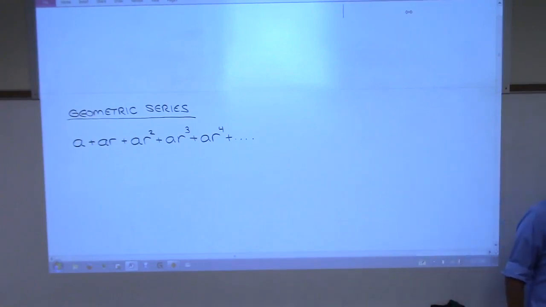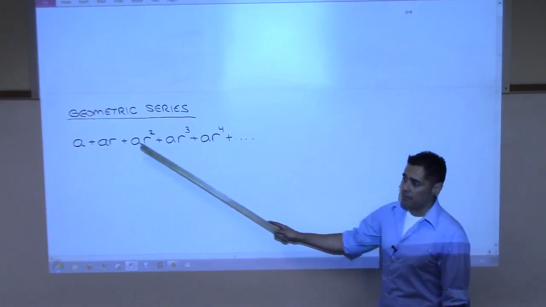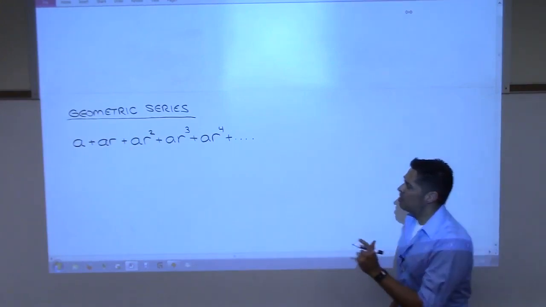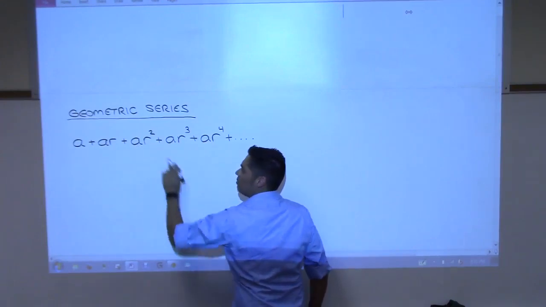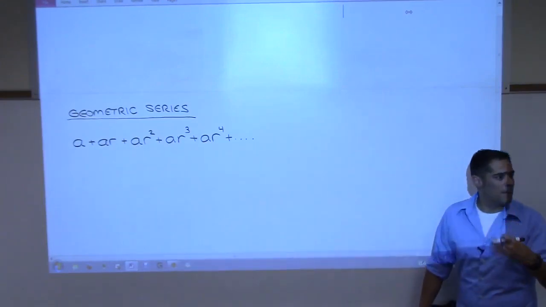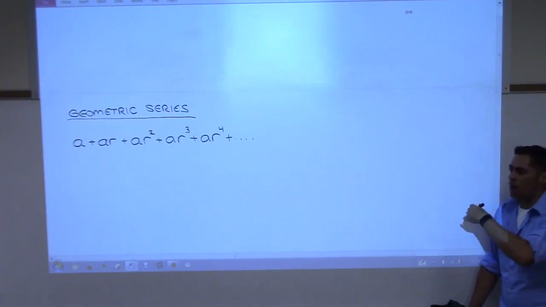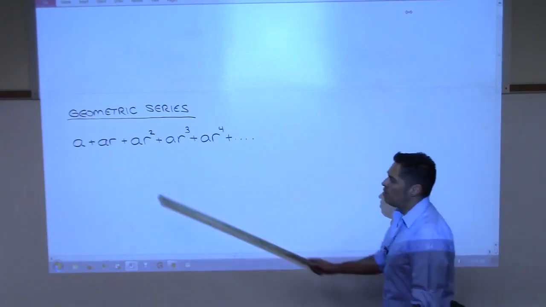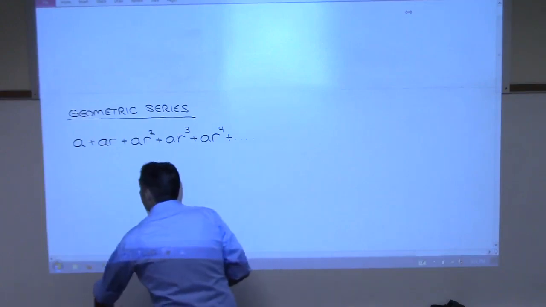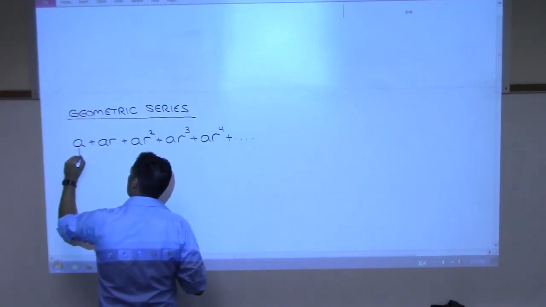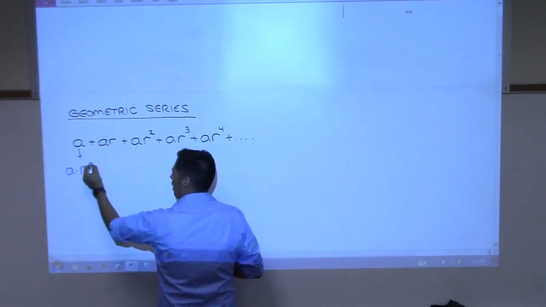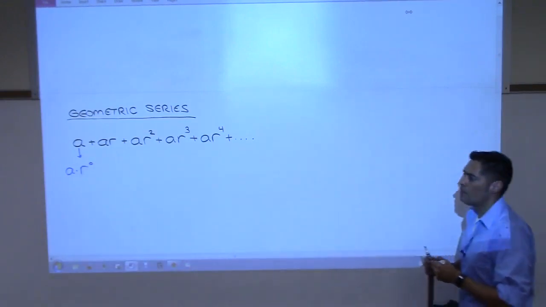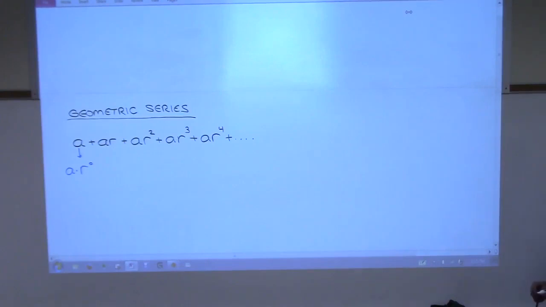So what does every single one of those terms have in common? They all have an A, right? And then attached to them with multiplication is some number R, raised to a power. And that power keeps on going up by 1. Also, make note here that this first one is actually A times R to the 0. That's what a geometric series looks like.